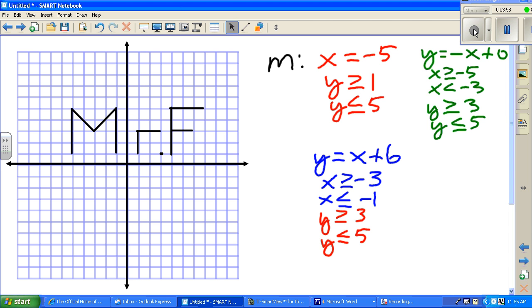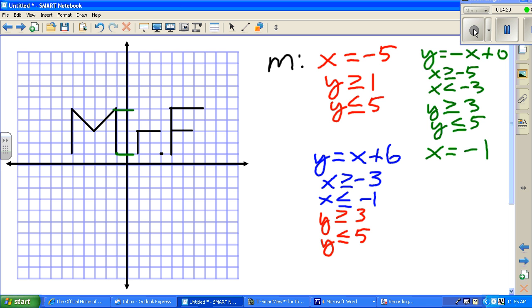Now let's take a look at my last line again. This one in green again. It's right here. That's vertical, so that's x equals. That's x equals, it's going to cross the x-axis, looks like at negative 1. So x equals negative 1. Let's take a look at my bounds where it starts and it stops in the y.